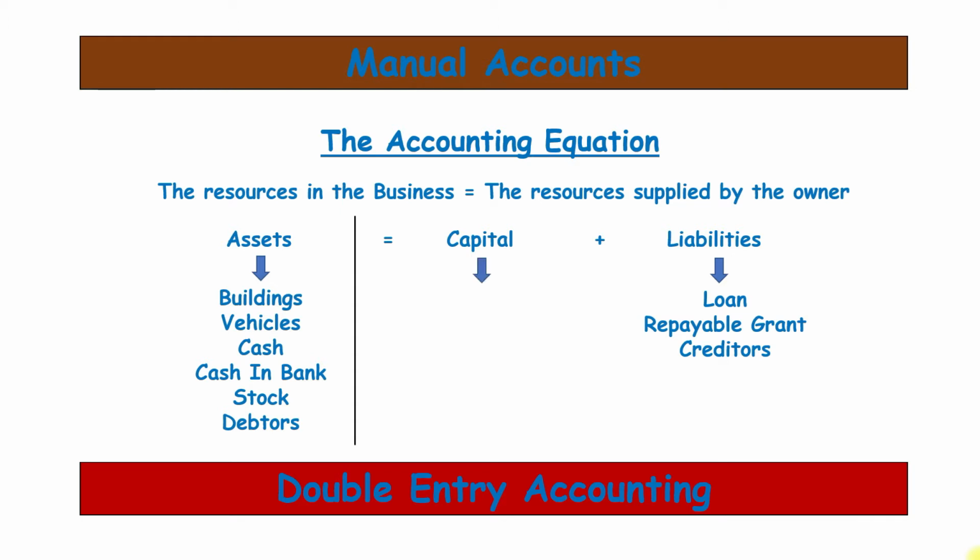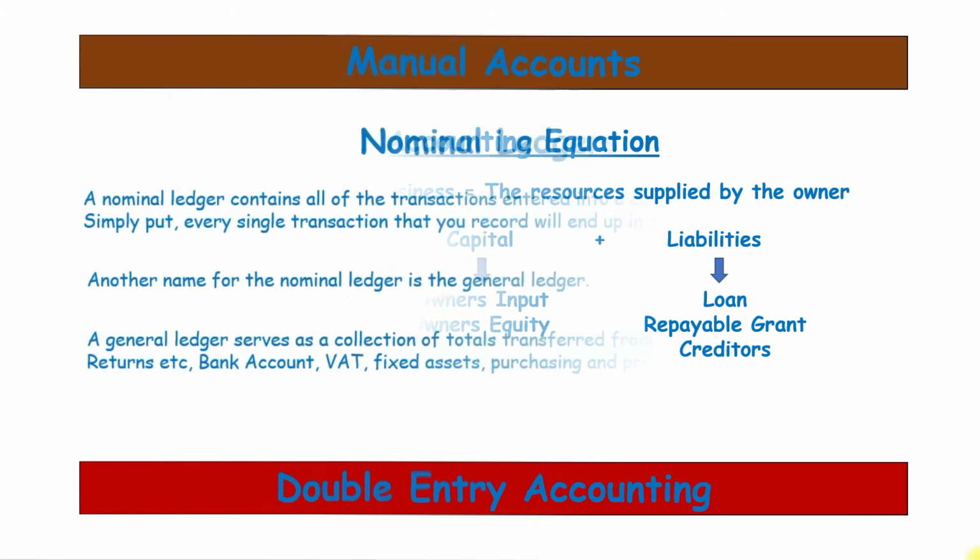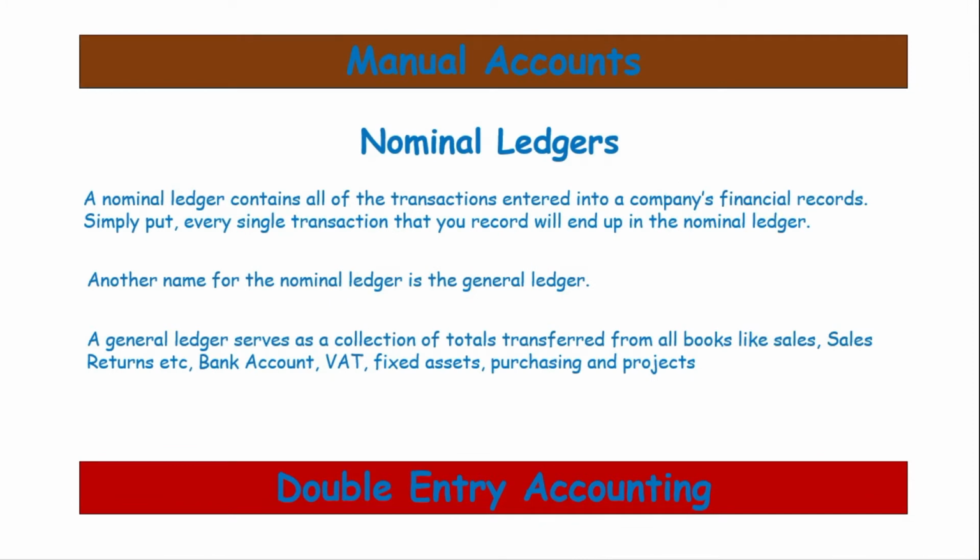Capital is the amount of the investment in the business by the owner. Capital can also represent the accumulated wealth of a business, that is its assets less liabilities, and can also mean stock or ownership in a company. The next topic in double entry accounting that we need to introduce are the nominal ledgers, collectively known as the general ledger. The general ledger serves as a collection of totals, transferred from all books like sales, sales returns, bank account, VAT, fixed assets, purchases, etc.